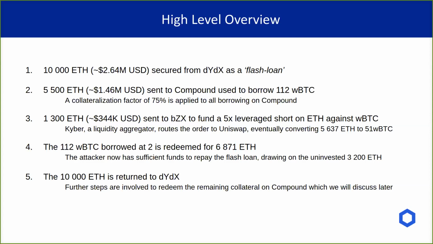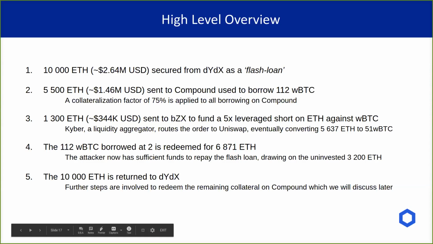And then from what was remaining, so 1,300 ETH, he's got 4,500 in his back pocket there. 1,300 of those ETH is then sent to BZX to fund a 5x leverage short on ETH against wrapped Bitcoin. Kyber, being the liquidity aggregator there, routes the order to Uniswap, eventually converting 5,637 ETH to 51 wrapped Bitcoin, causing massive slippage. So the 112 wrapped Bitcoin borrowed at step 2 is redeemed for about 6,871 ETH. Now the attacker has sufficient funds to repay the loan at step 1, and they draw on the uninvested 3,200 and pocket 71 ETH left over.